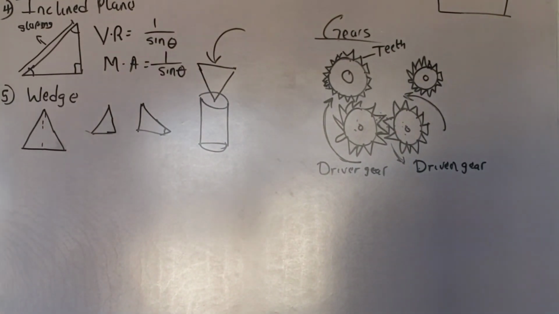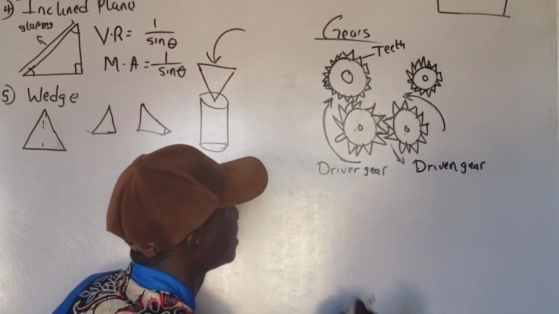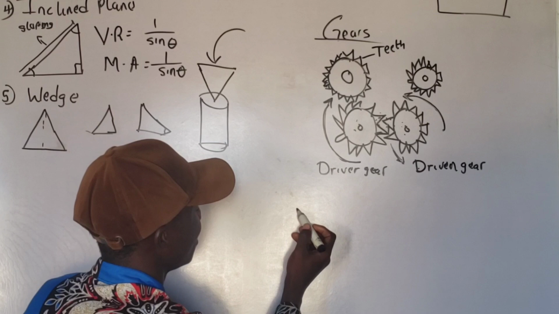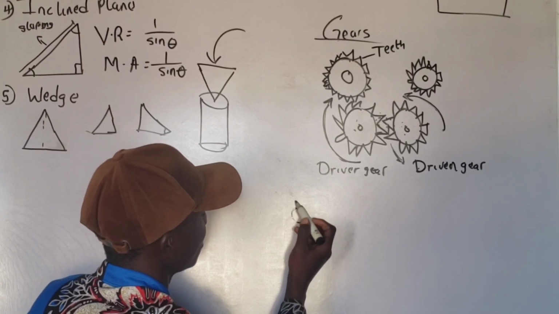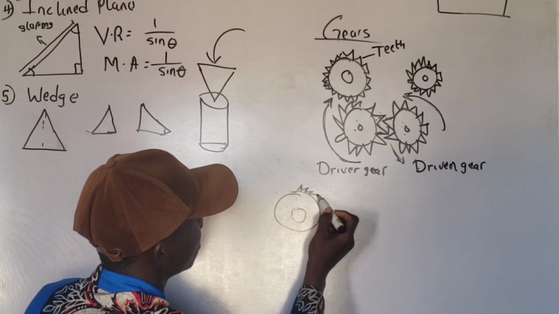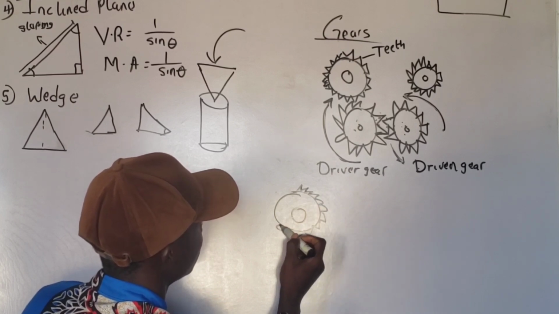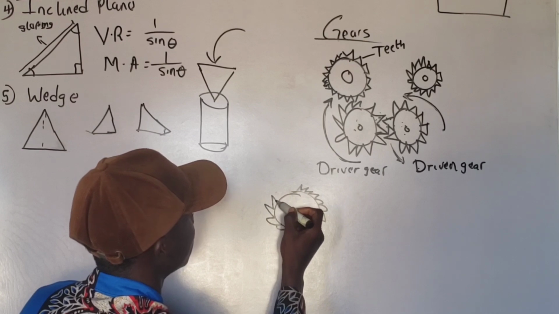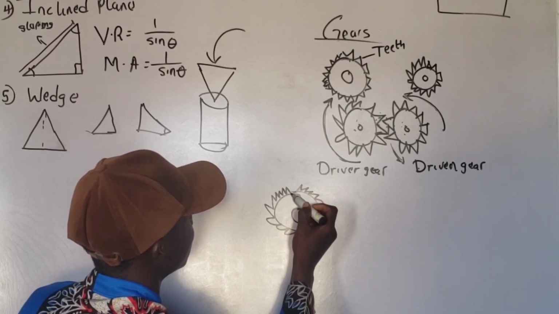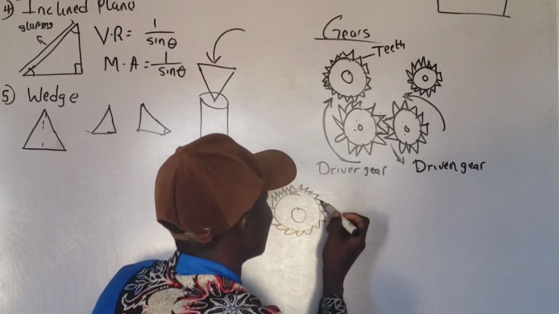Let me give an illustration here. Let's have another gear. I'll count the teeth: 1, 2, 3, 4, 5, 6, 7, 8, 9, 10, 11, 12, 13, 14, 15, 16, 17, 18, 19, 20. Okay, this is one gear. Let's have another gear here.